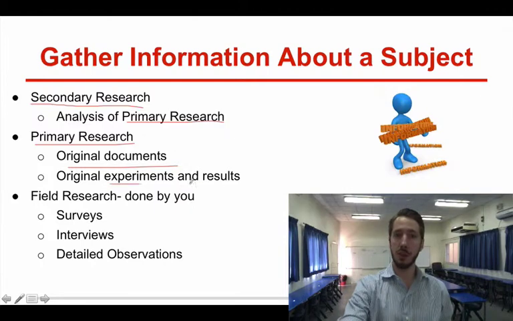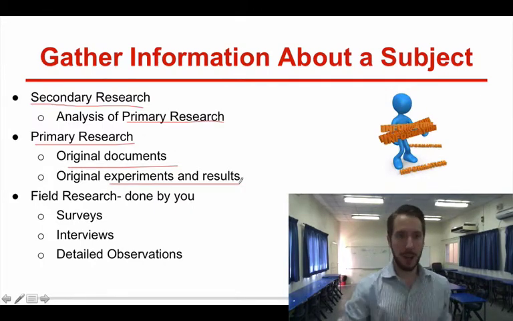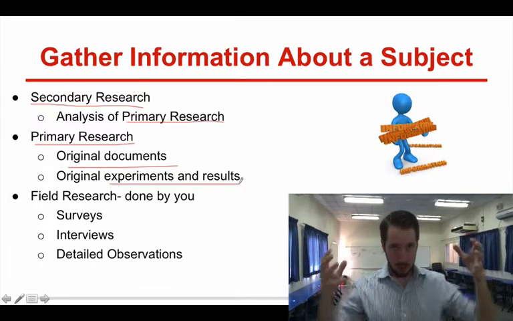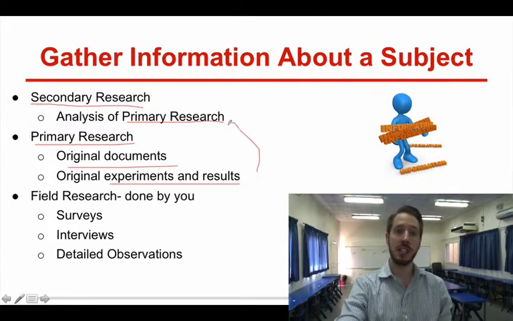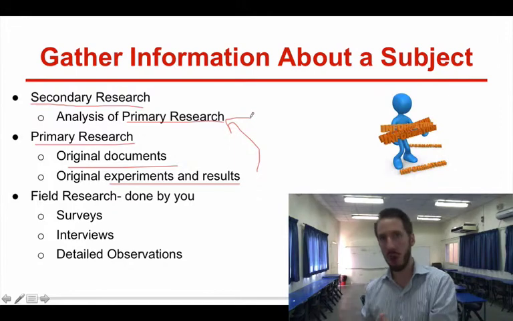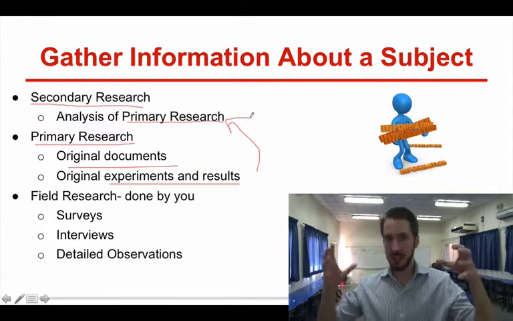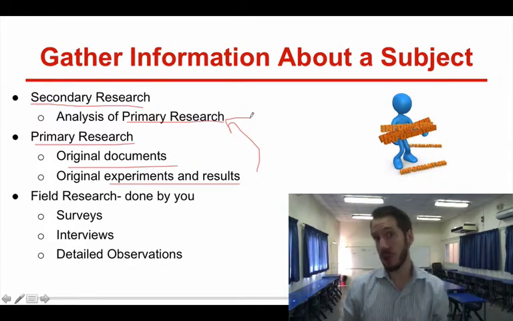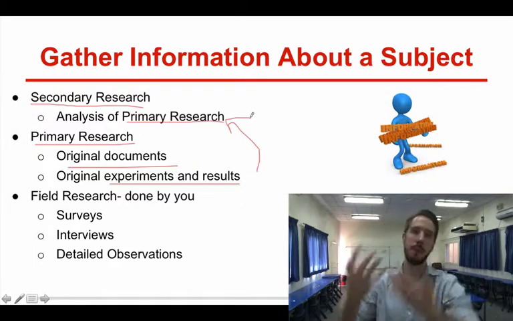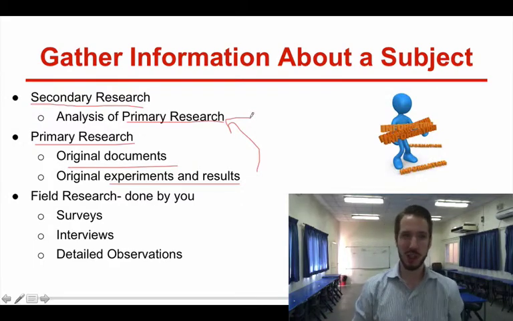There are also original experiments and results. So primary is by the people doing it at that point. Secondary research is the analysis of that. Primary research is always a little bit stronger than secondary research because it's coming straight from the source. Secondary research is really good to corroborate what that primary research or the primary sources were.